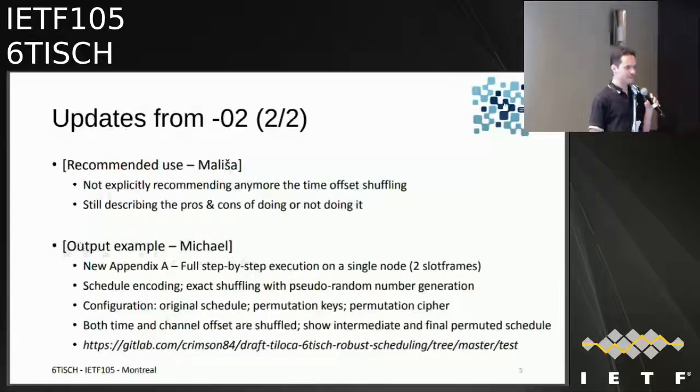Then the biggest update came out of a comment from Michael. They wanted to have some example outputs from a proof of concept implementation, showing the produced alternate schedules out of the original one. So I made a proof of concept implementation using the OpenSSL primitives, and you now have an appendix in the document with a full example performed by a network node for two slotframes in a row, with full details on the configuration of that node and the network, the original schedule, and how it becomes.